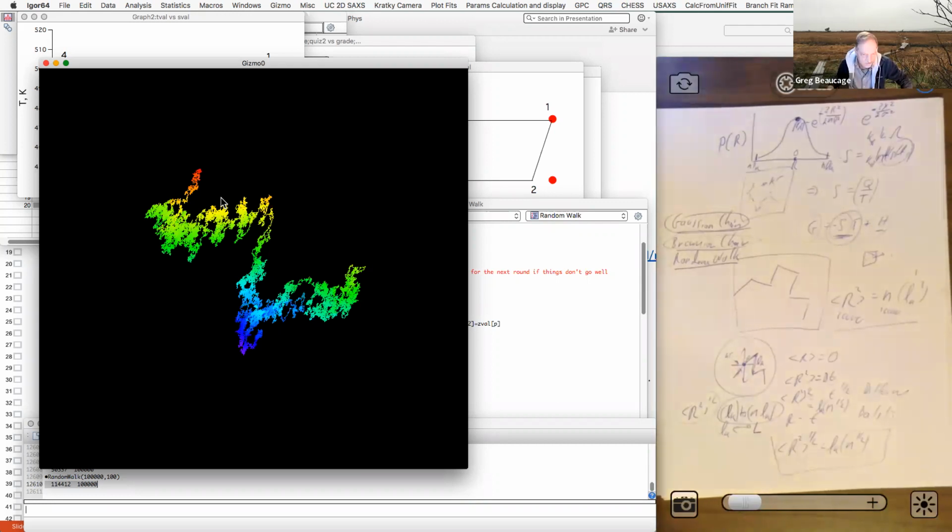So let me get this in here. Okay, so any questions about that? Hopefully that's kind of clear. This is one of the basic things in the course, like this idea that the chain follows this distribution.